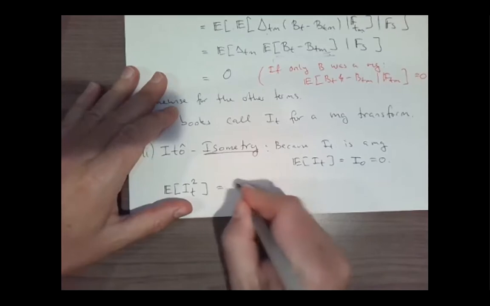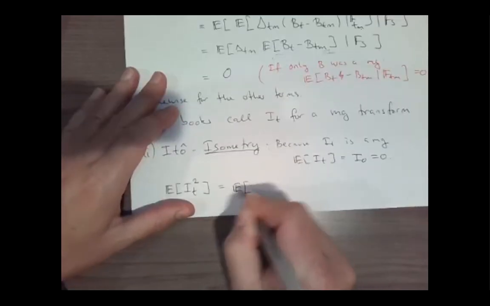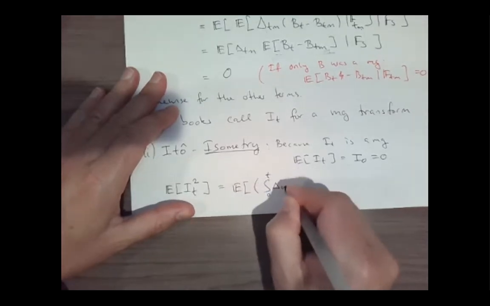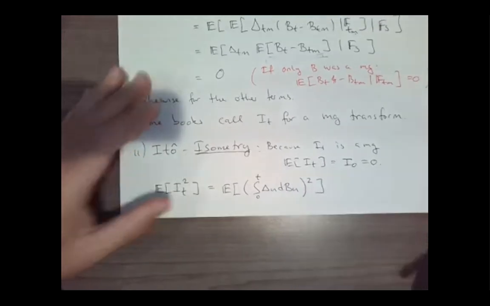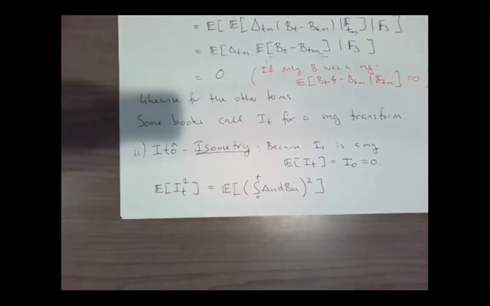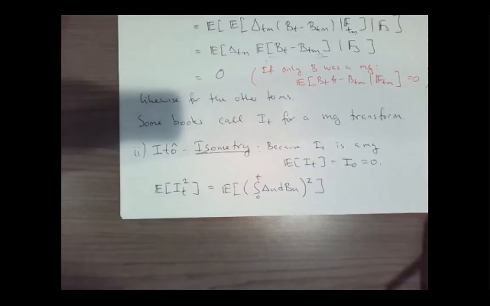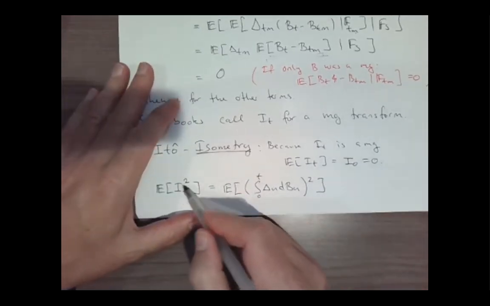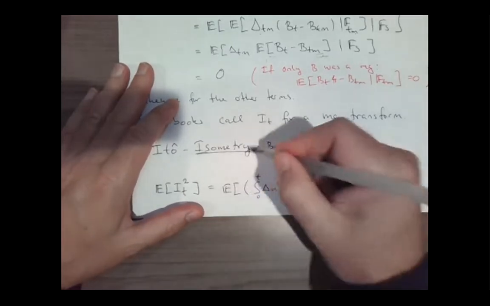I_t is just a short way of writing this integral. There is a way to calculate this mess here. This here has no information; this is just me plugging in what I_t is. Here's the Ito isometry.